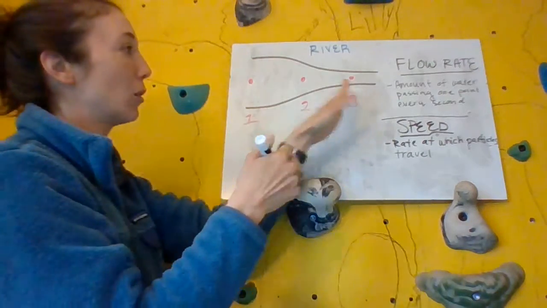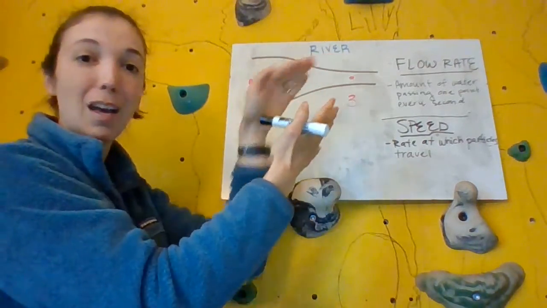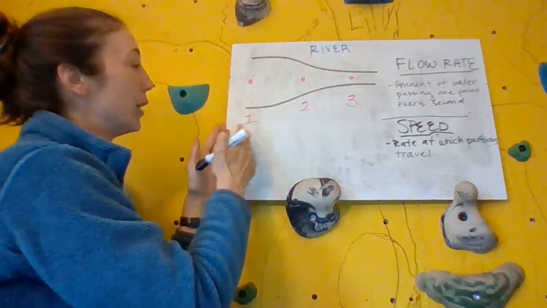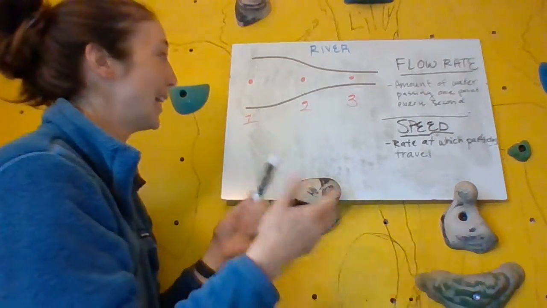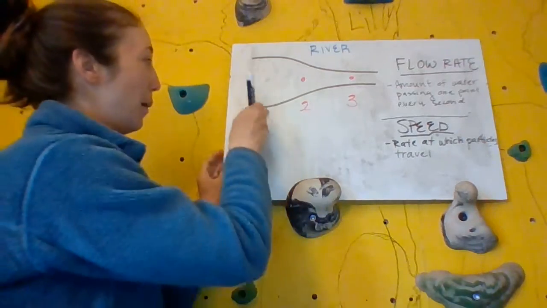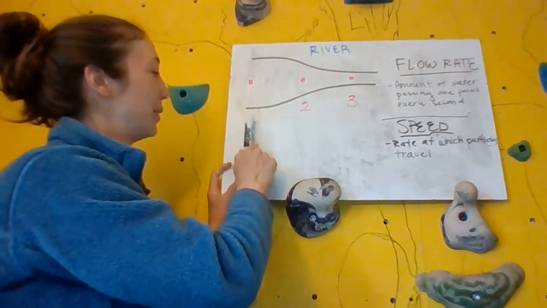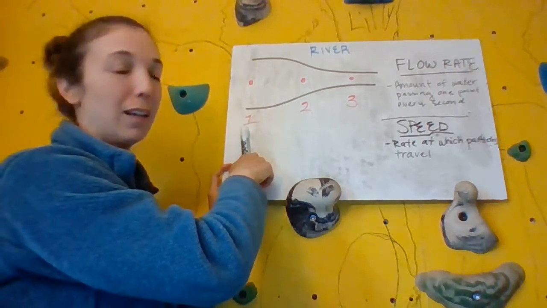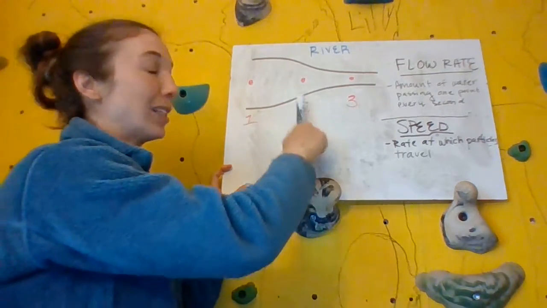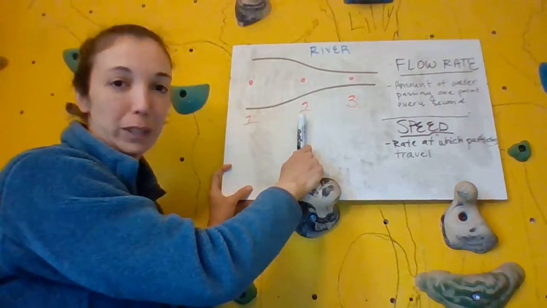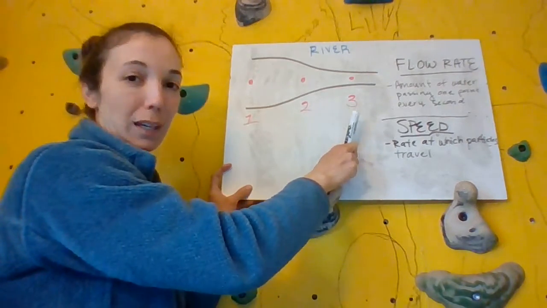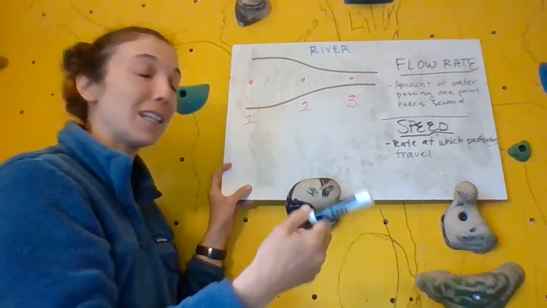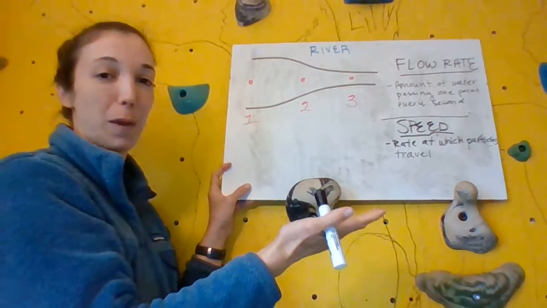You'll see that positions 1, 2, and 3 have different widths, but let's say maybe 10,000 gallons of water passes position 1 in 1 second. That 10,000 gallons has to also pass position 2 in 1 second. And that same amount of water has to pass position 3 in 1 second. Because if it didn't, it would overflow the banks.